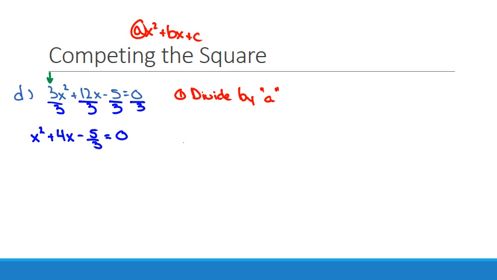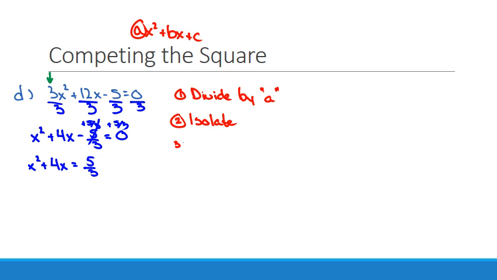Once we've done that, it's the exact same steps as before. So now I'm going to isolate again. And again, you can combine steps once you get better at this. Often I would combine those first 2 steps. So x squared plus 4x equals positive 5 over 3, because I would end up adding 5 over 3 to both sides to get rid of that.